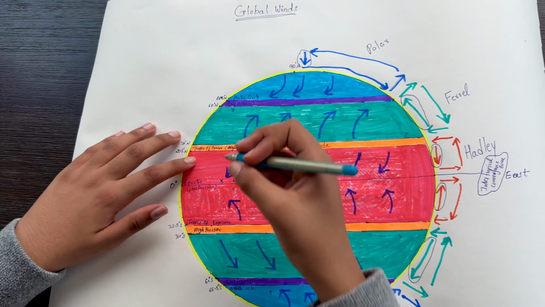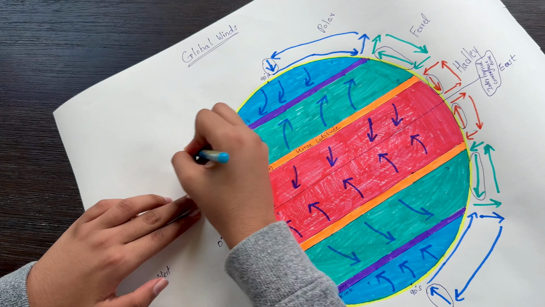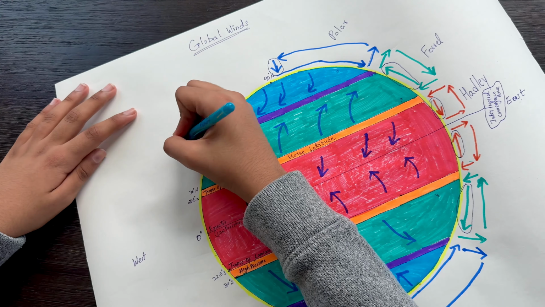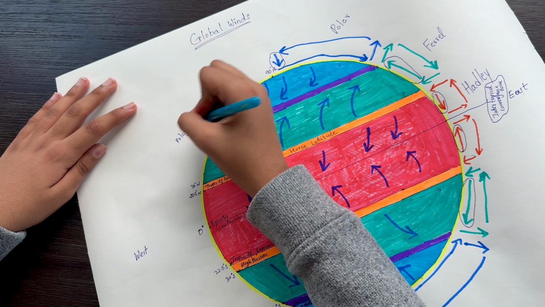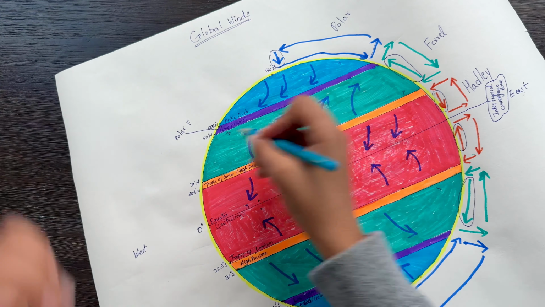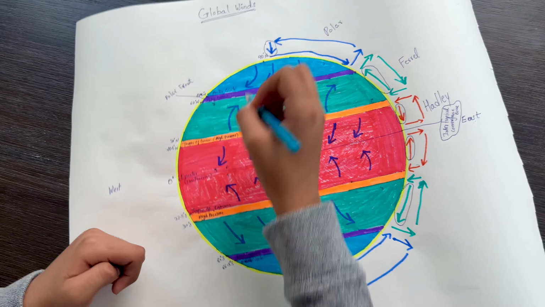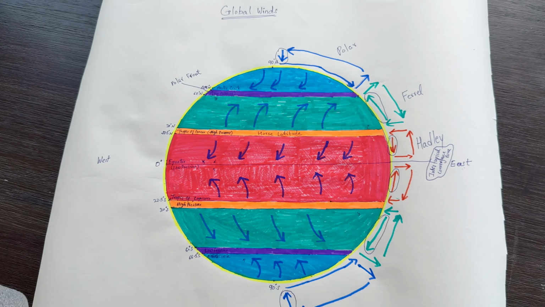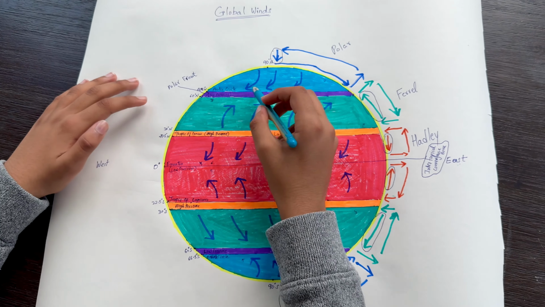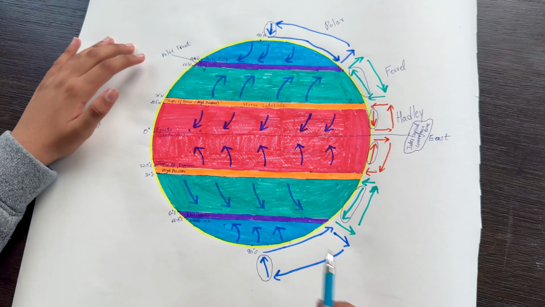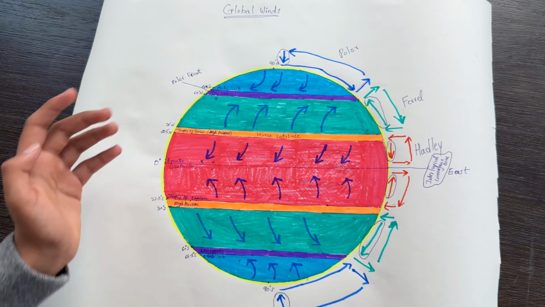And lastly, they named this one over here the polar front. It's kind of self-explanatory because it's mainly in the polar region. Also keep in mind that the air in this area moves really fast, because the high pressure is trying to catch up with this low pressure area. So it's called the jet stream region.